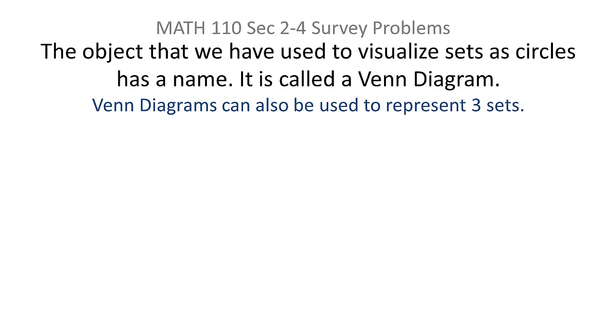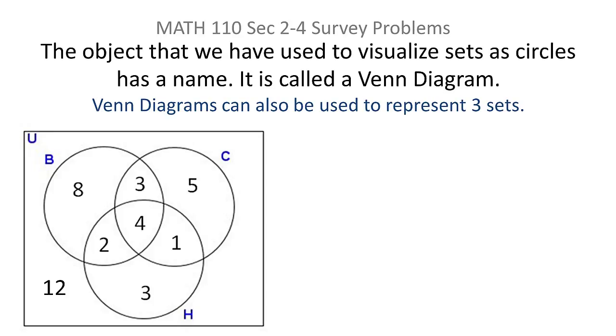It's also true that you can use Venn diagrams when you're dealing with three sets. In fact, that may be when it's most useful. For example, suppose I have a universal set with three sets, and I'm calling them B, C, and H. And each region of that Venn diagram has the number of elements indicated here. Let's play around with that.